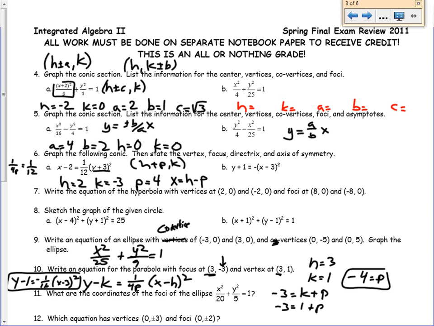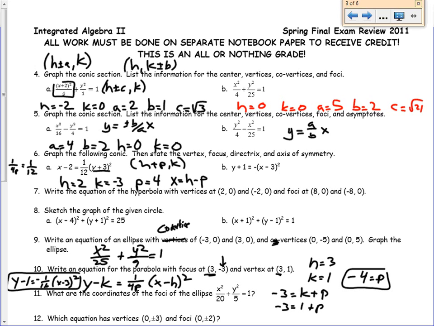How do you know which one's A in an ellipse? A is the bigger one. So of these two, A is 5, B is 2. H is then 0, K is 0, and C is the square root of 21. Remember, when this is plus, that's minus.